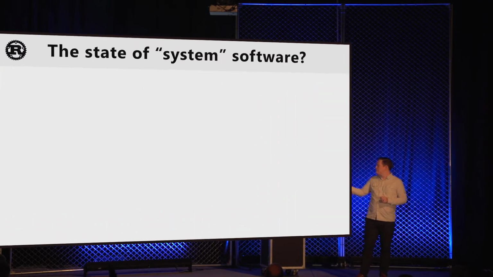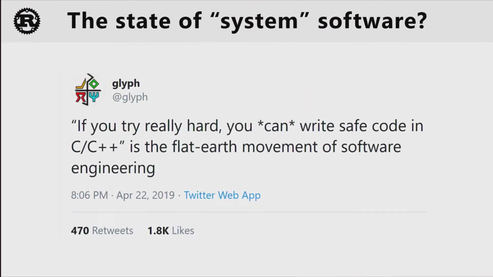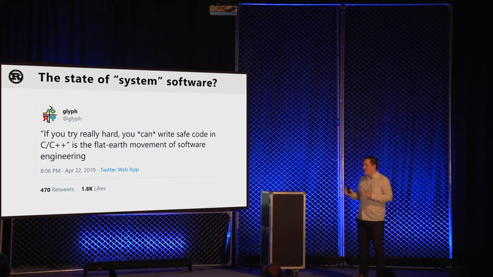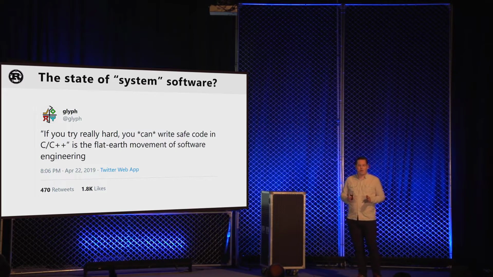I found a great tweet this year that sums that attitude up. The reason that we can't get a hold of bugs is that we have not given developers tools that are fit for purpose for what they need to do on a daily basis when they're programming system software.